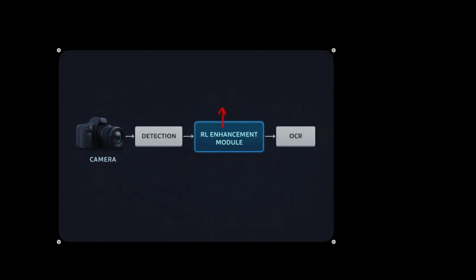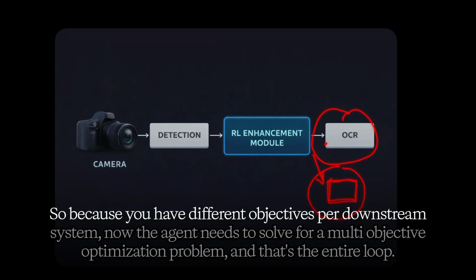The RL agent is going to perform one enhancement step, up to a certain number of enhancement steps, depending on the degradation. Once it's done, the enhanced image is going to go to the downstream systems. You can have multiple downstream systems. You can have one for OCR, and another one that's just an encoder. Each downstream system can have a preference. The OCR could prefer sharp edges. The embeddings here prefer consistency. Because you have different objectives per downstream system, the agent now needs to solve a multi-objective optimization problem. And that's the entire loop.